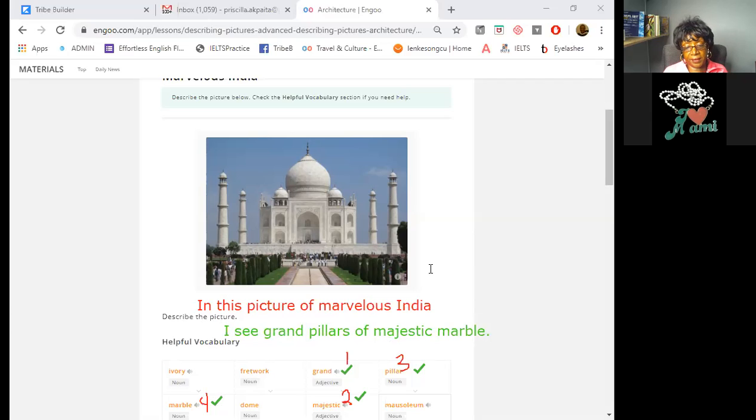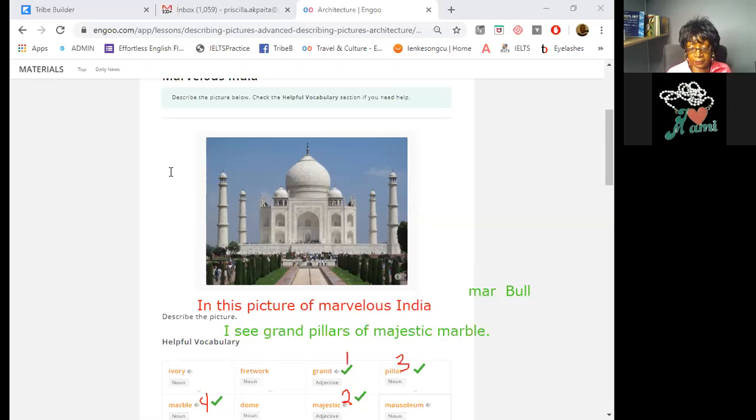Ellen? Yeah, Miss Priscilla. Please read what you see. In this picture of marvelous India, I see grand pillars of majestic marbling. Is that word marbling or marble? Marble. It is just marble. It's M-A-R-B-L-E. Marble. Okay?